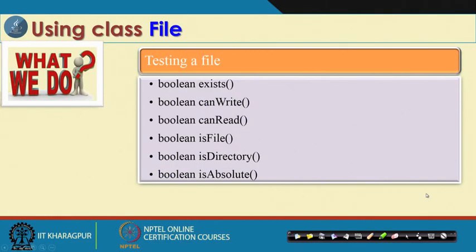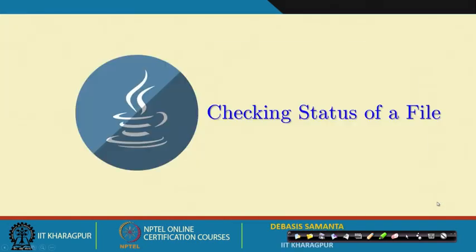And there are many other things also. You can test a file, with methods like whether the file exists or not, which you can do using the exists method. Can write, that means whether the file is writable. Can read, whether read permission is there. Whether it is a file, a directory, or is absolute, that means whether it is a standard file or not. So those are the things that you can do using this file object.